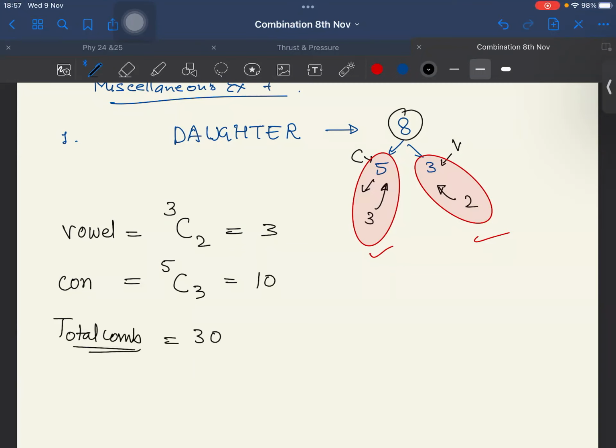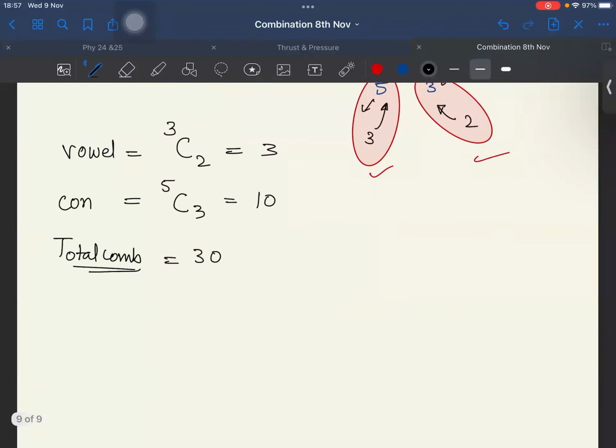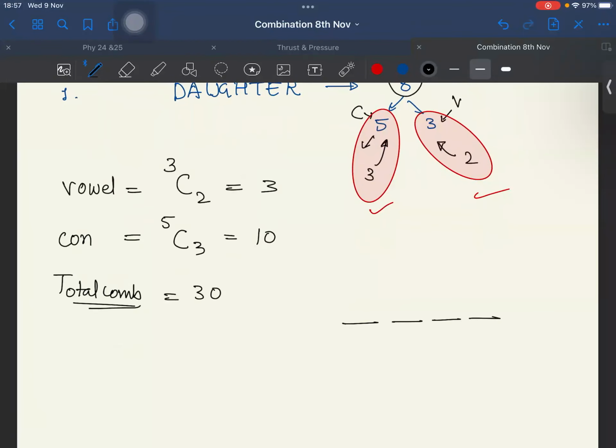Right? Is it or not? Yes or no? Yes, sir. Now see, the problem has still not been solved properly, because you see, 1, 2, 3, 4, 5 positions are there, right? You have used 3 consonants and 2 vowels. Now what will you do? Now you will arrange these. Now you have to use permutation.